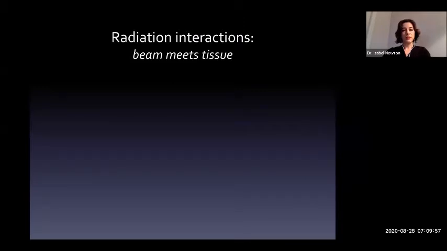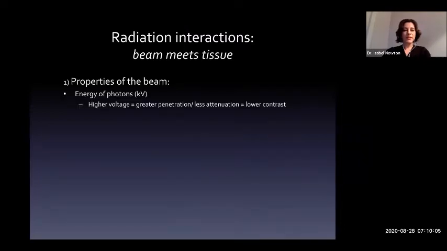We'll start here. Beam meets the tissue. So there are many components to the interactions. First are the properties of the beam. So let's define these. The energy of the photons is the kV, the voltage. The higher the voltage, the more ability for these high energy photons to penetrate tissue. Less attenuation means fewer of them get caught up in the tissue and more of them reach the detector.